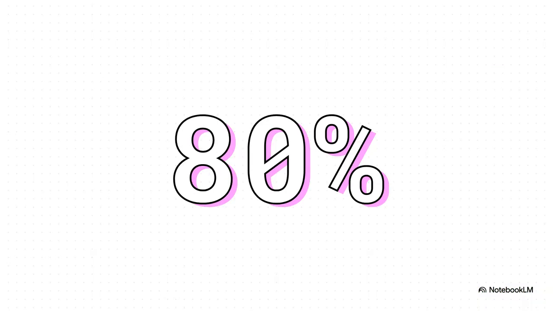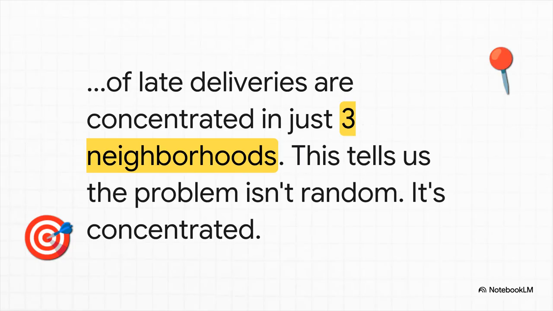And the very first major clue is this number, 80%. This is our big breakthrough moment. But 80% of what? Well, it turns out that a whopping 80% of all late deliveries are happening in just 3 specific neighborhoods. This is a huge lead. It tells us the problem isn't some random thing happening everywhere, it's concentrated. It gives us hotspots to focus our investigation on.